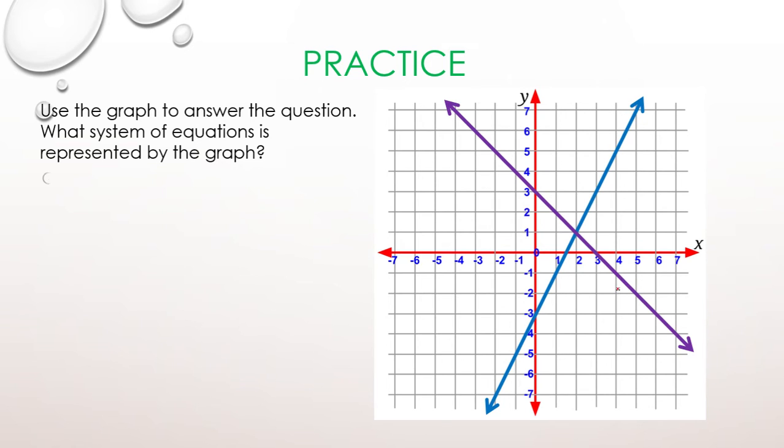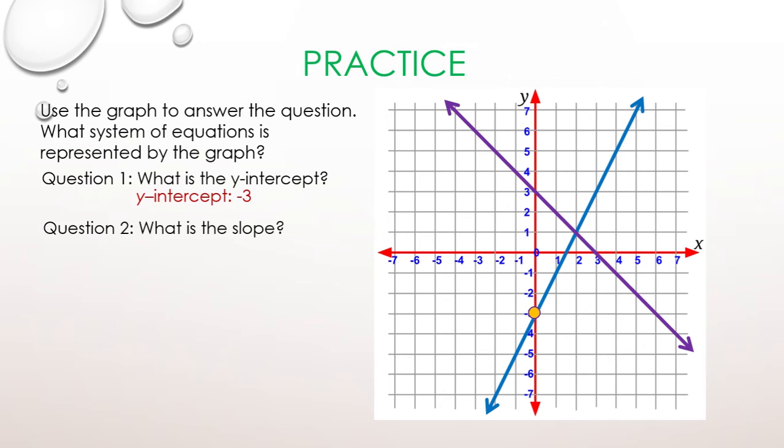Let's focus on the blue line first. What is the y-intercept? Y-intercept is going to be -3. What is the slope? Choose a point. We're going to choose that one right there. You can choose any point on the coordinate. It's really up to you. I just like choosing that one because it gives me a perfect number, basically. So slope is going to be +2. So the equation is going to be 2x minus 3.